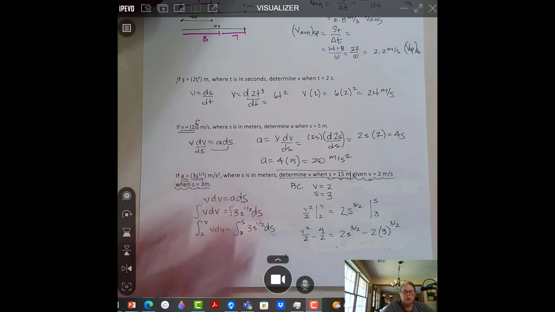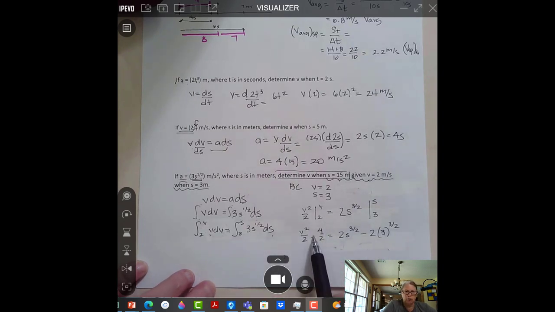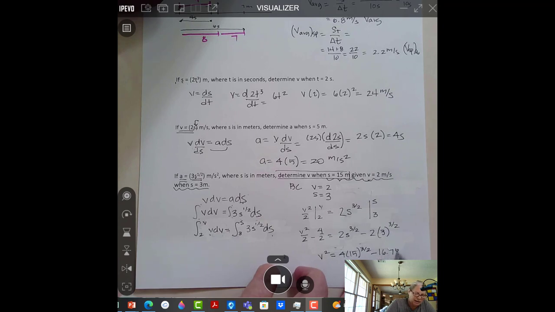Okay, so especially when you're working with position, you have to keep in mind it's not just a straightforward integration. If you have boundary conditions, you're going to have to remember how to set this up. So when I get this set up, I'm going to end up with an equation, v squared equals 4 plus 4 times 15 to the 3/2. So there's a lot of simplification taking place, minus 16.78. So there's some math work that took place here.